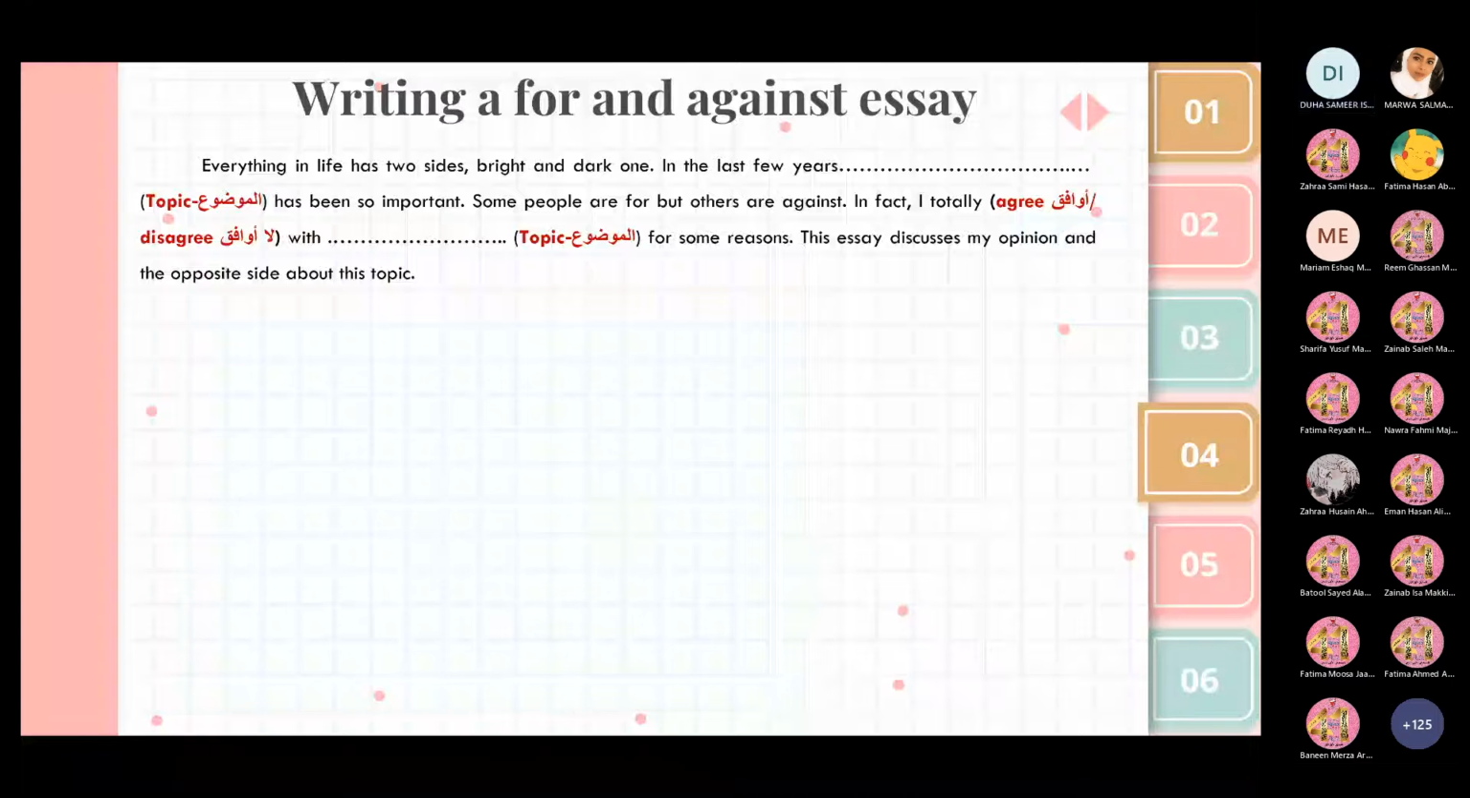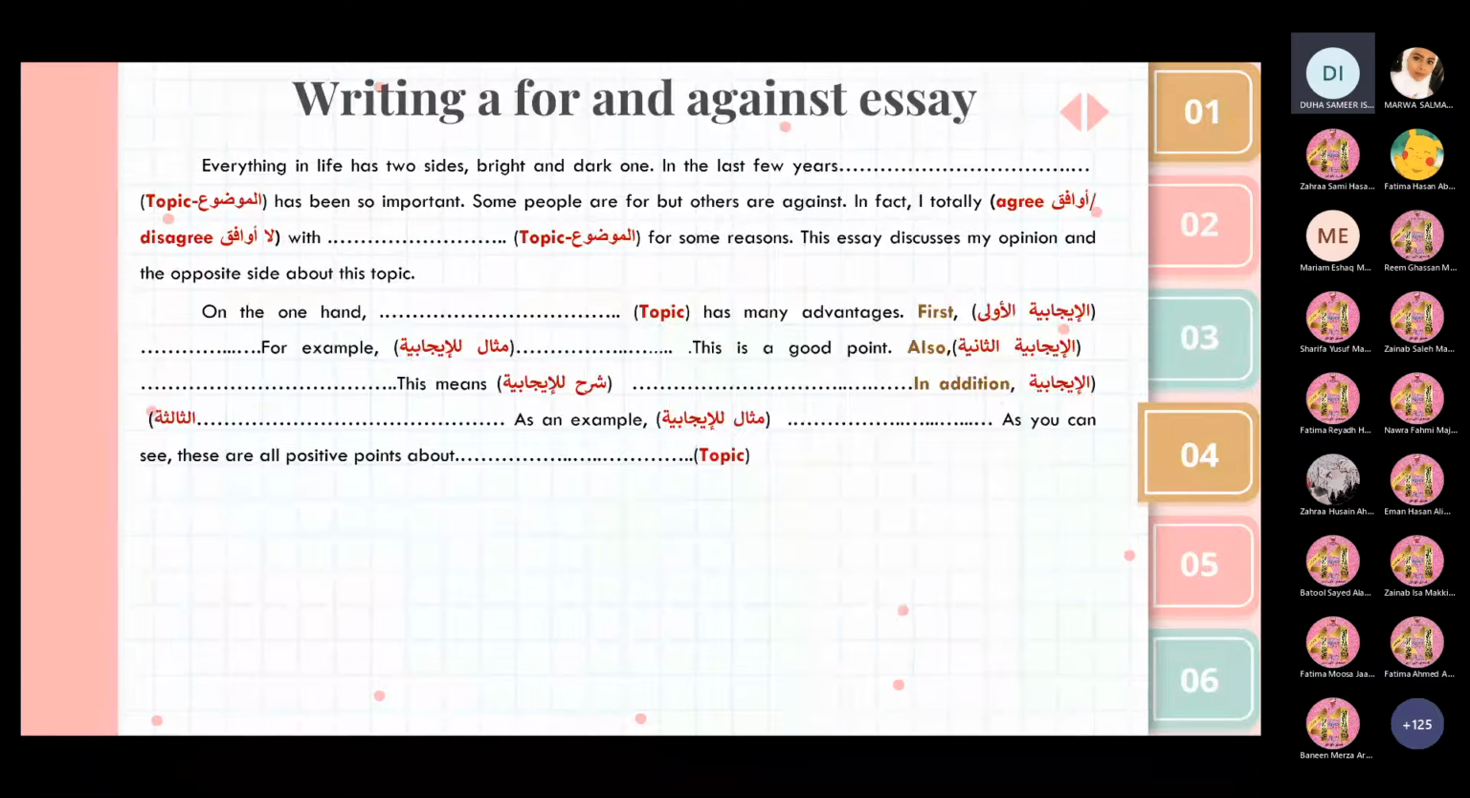All right? Now let's move to the second paragraph, which is the body. As I told you before, in the second part of the essay we have the body. First, we're going to start by writing the advantages, which are the positives. So you're going to start with, on the one hand, and again, you're going to mention the topic of the essay.